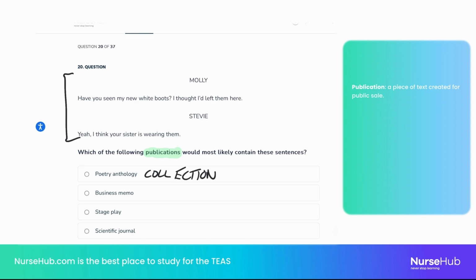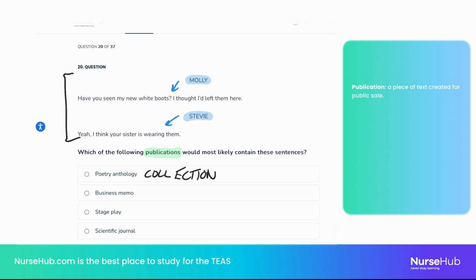Okay, now here we have a couple of really key things. First is that we have Molly and we have Stevie. Now, Molly says, so we have this stage direction, we have this line directly underneath. Have you seen my new white boots? I thought I'd left them here. And then Stevie says, yeah, I think your sister's wearing them. So this is what Molly's saying and Stevie is saying.